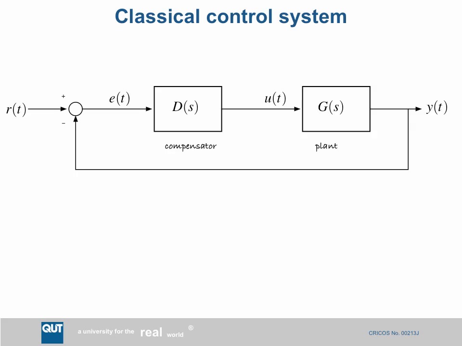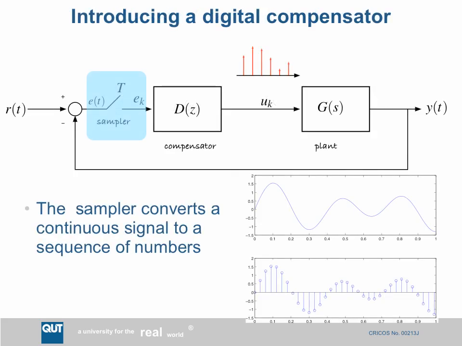So we're going to start to morph this diagram into a digital control system. The first bit of the morphing we're going to do is introduce a sampler, and we're going to turn our compensator into a Z-domain compensator. So now D is a function of Z. The first thing to notice, shown there in the blue box, is the sampler. What the sampler does is take a continuous signal, E, which is a function of t, into a sequence of numbers, EK.